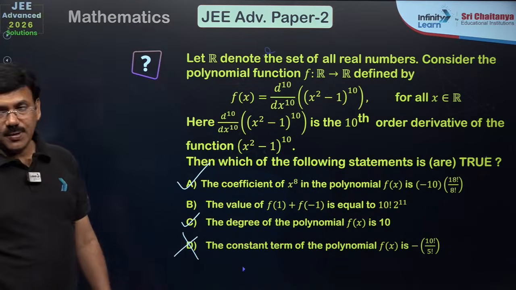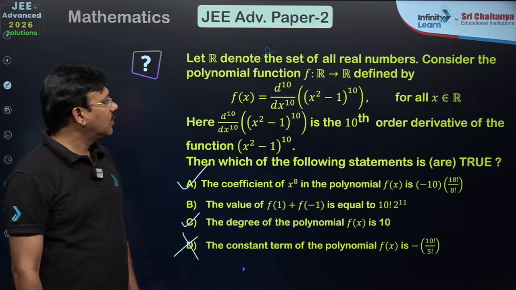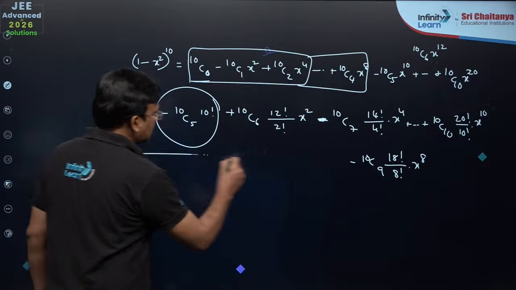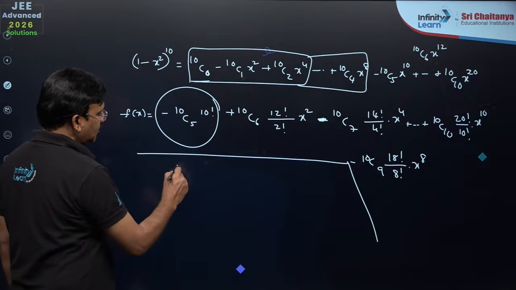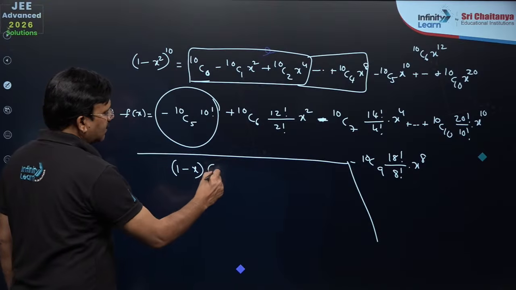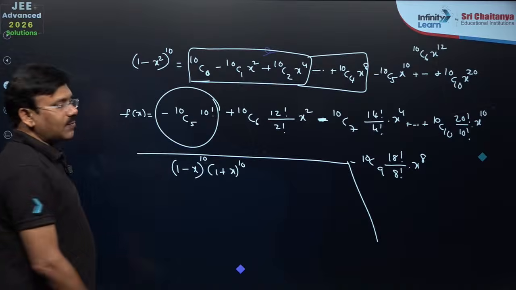Now we are left with b. The value of f of 1 plus f of minus 1 is equal to what? To answer this question, f of x is this. You see the given function, you can write (1 minus x) into (1 plus x) whole power 10. This is the given polynomial.